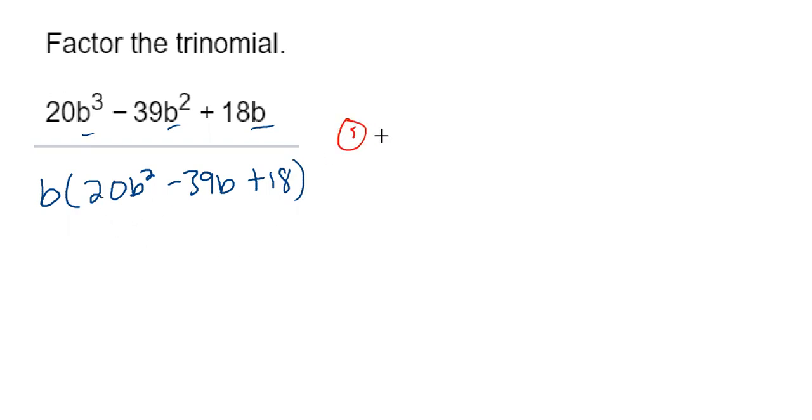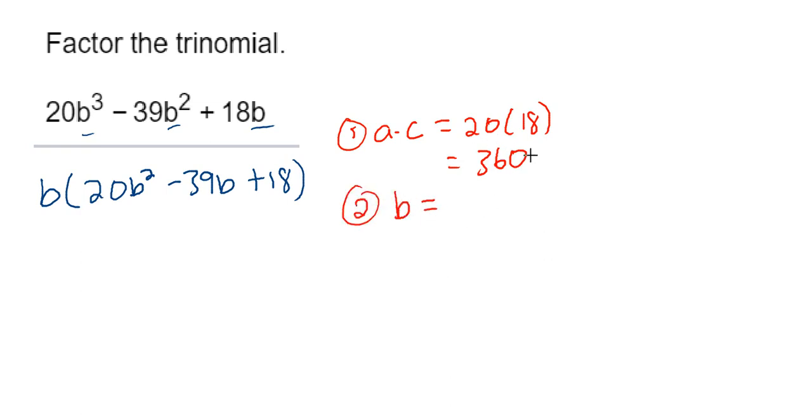So step 1, find a times c, which is going to be 20 times 18, which is going to be 360. So it's a pretty big number. Step 2, we want to find two numbers that multiply to 360, but add to negative 39.